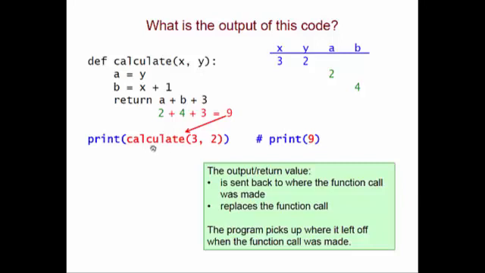So here's where we made the function call. And the function call is replaced by that return value. So it's as if we had written print 9, because calculate 3, 2 is replaced by 9. And then the program picks up where it left off. In this case, it has to finish the print statement, and so it's going to go ahead and print that final value, which is 9.